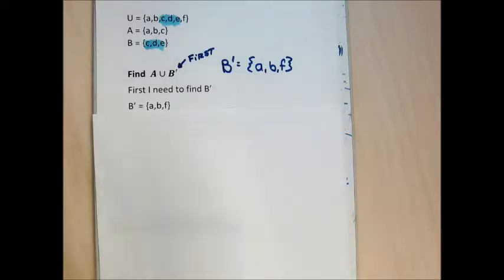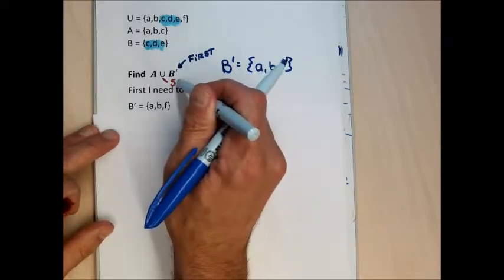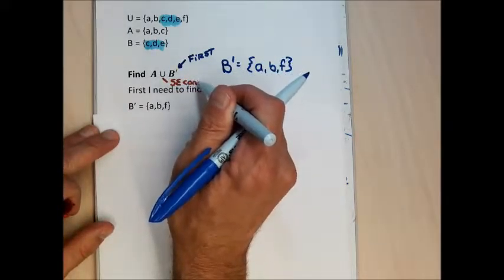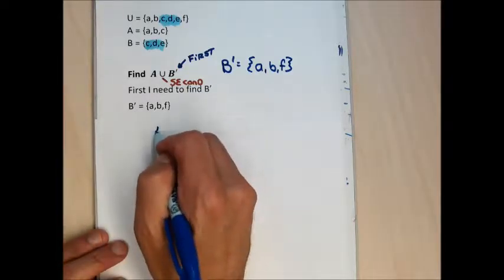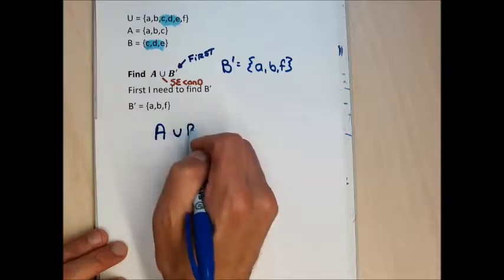Now I can do the union. So complements are always going to be done first. Any problem that has a complement, I'm going to need to figure out what that complement is very first. Now I can do the union. And what am I going to union? Well, I'm going to union A with the set B complement.